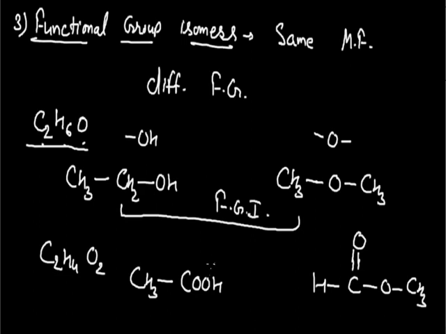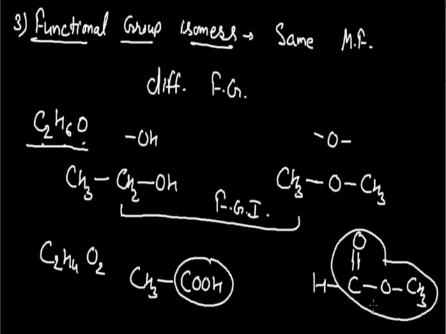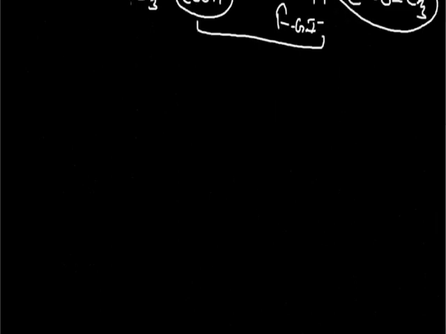Now in the very first structure the functional group is carboxylic acid, while in the second structure the functional group is ester. They have the same molecular formula but the functional group is different. So these two can also be termed functional group isomers. Now we will take one more example.